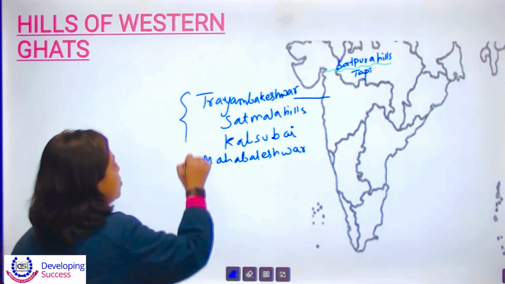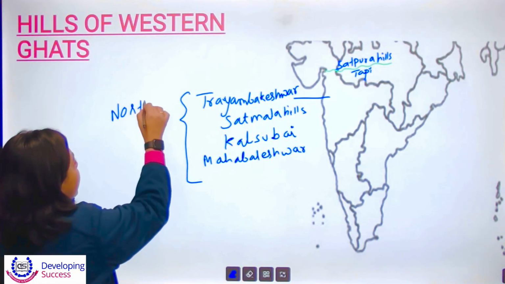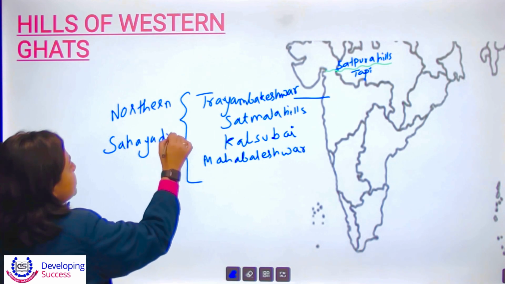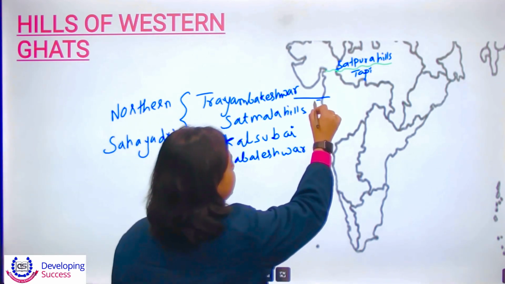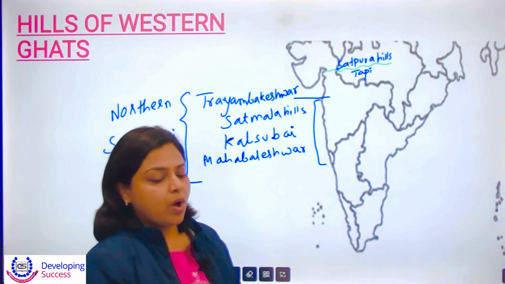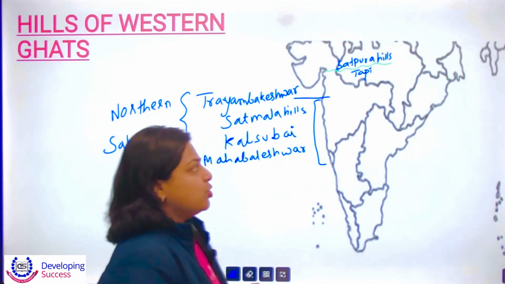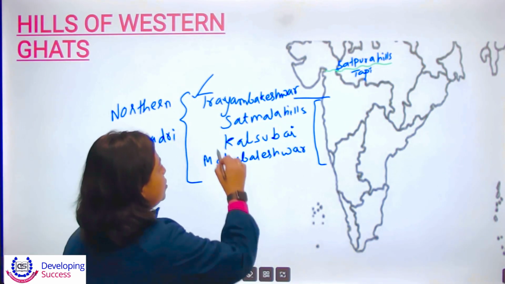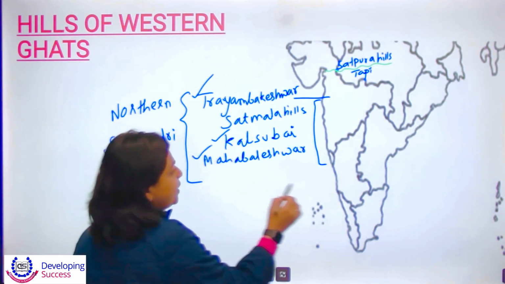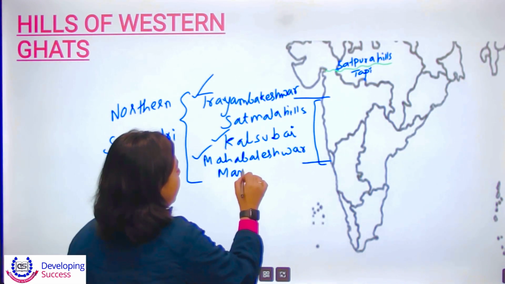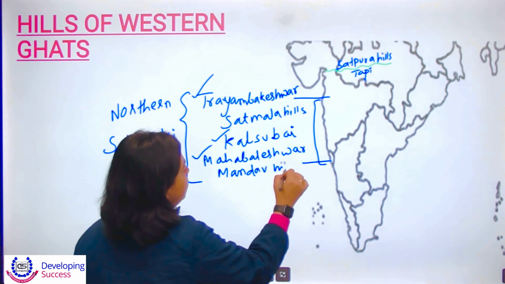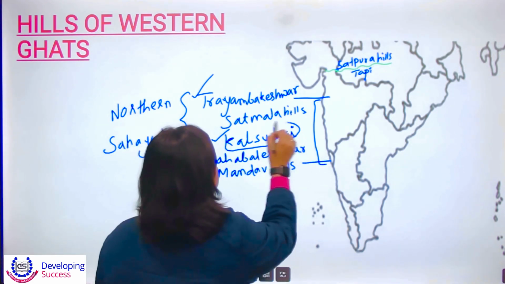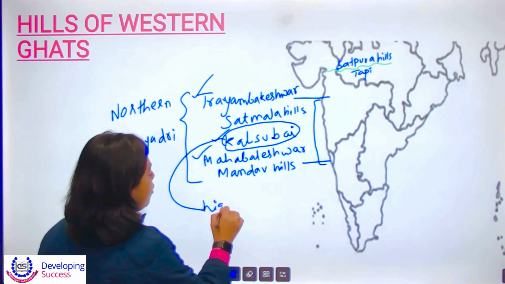These are also known as the Northern Sahyadris. The other name of the Western Ghats is Sahyadri, and the Gujarat, Maharashtra and Goa part is known as the Northern Sahyadris. In the Northern Sahyadris, in Maharashtra, you have Trimbakeshwar, that is the Satmala Hills, you have Kalsubai and you have Mahabaleshwar. And in the Goa region, we have the Mandav Hills, or you can call it the Mandovi Hills, whatever you want. And Kalsubai is actually the highest peak of Maharashtra.